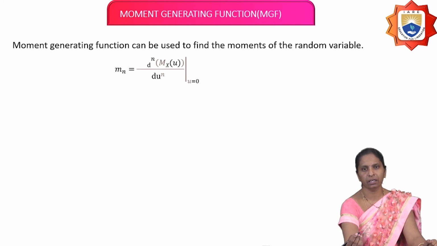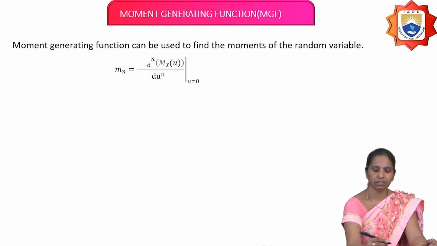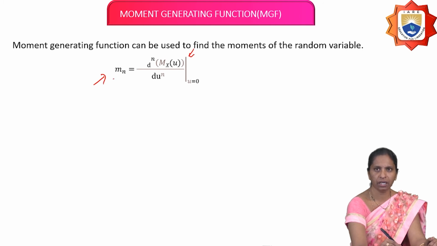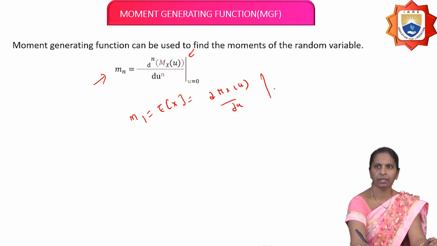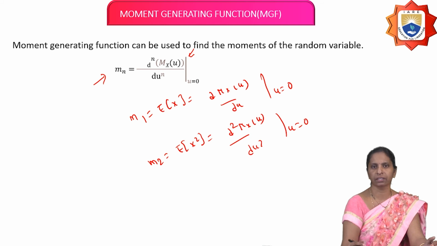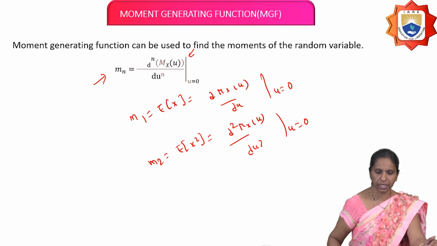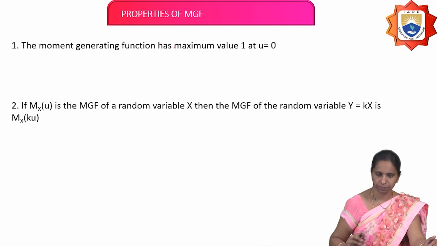And just as we calculated the moments from the characteristic function, similarly, if you know the moment generating function, you can calculate the nth moment of the variable X. What is the formula for that? m_n equals d power n M_X(u) by du power n at u equals 0. If I want the first moment, you write dM_X(u) by du at u equals 0. If I want the second moment, E of X square equals d square M_X(u) by du square at u equals 0. Like that, you can calculate the nth moment of the variable X if you know the moment generating function.